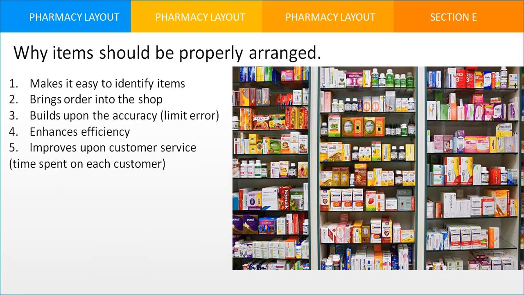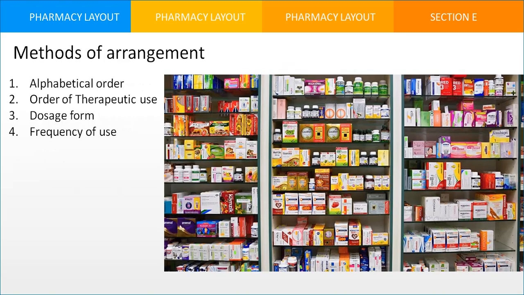Now, when we look at the methods of arrangement, it is important that we understand that the pharmacy can use any of these methods. It depends on the type of shop, but please, in any shop you work in, ask them which method they use. The methods can be arranged alphabetically. Some can be arranged according to their order of therapeutic use. Some is dosage form and some frequency of use.